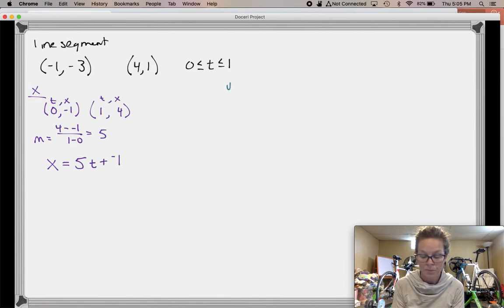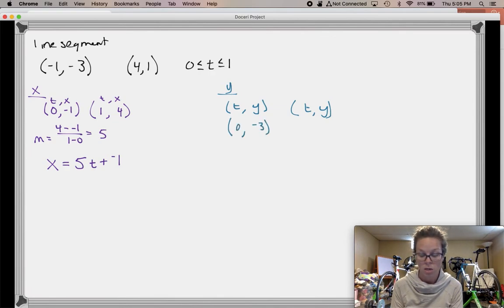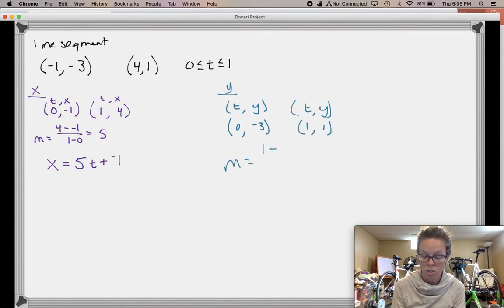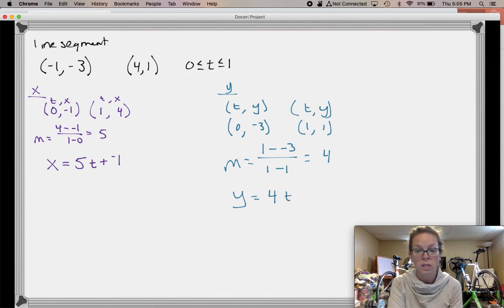And then for y, I'm going to do the same thing and say t comma y points where t is 0, y is negative 3, and where t is 1, y is 1. So the y values of each point according to the t interval. So find slope again, change in y over the change in t. And that gives me 4 as my slope. So my y equals is y is equal to 4t, and then I need my plus b at t is 0, y is negative 3, and we can double check that. If we plug in 0, we get negative 3. If we plug in 1, we get 1. So it starts and it ends at the right spot.